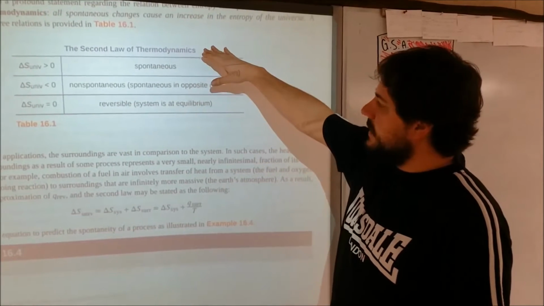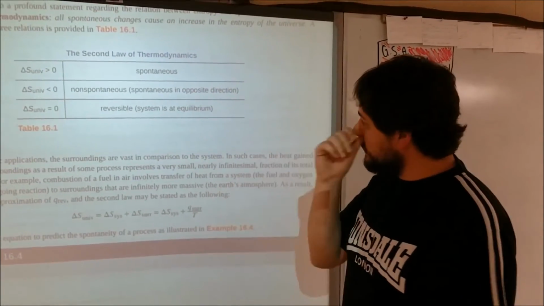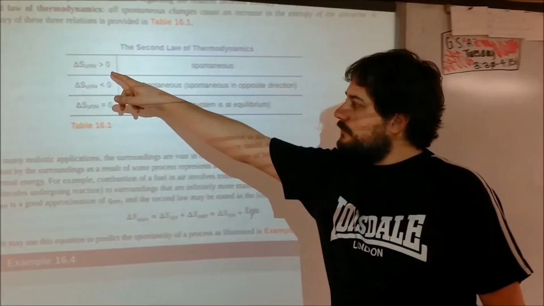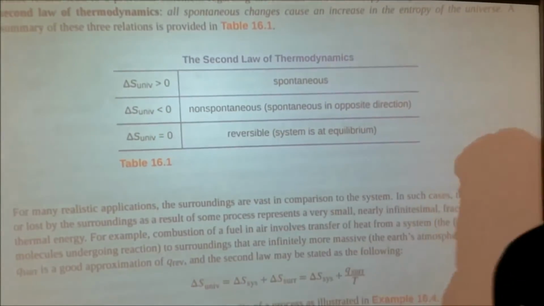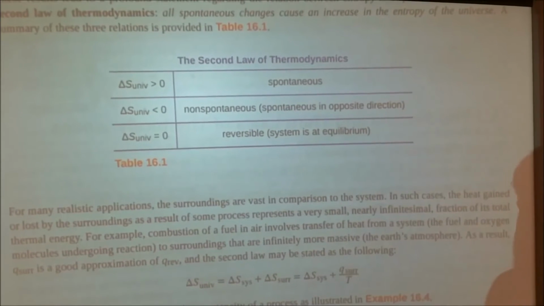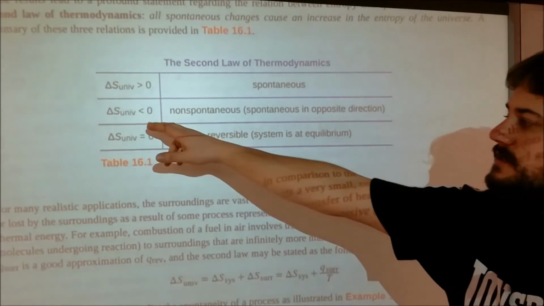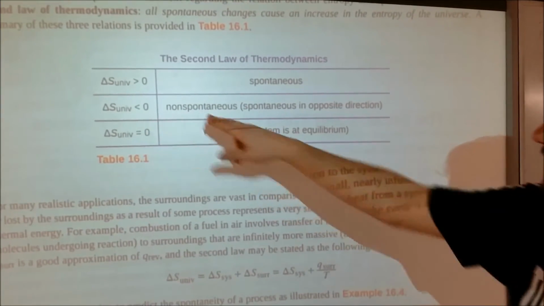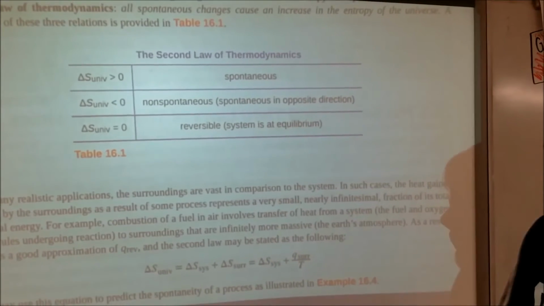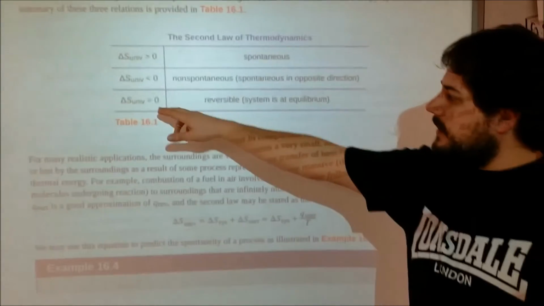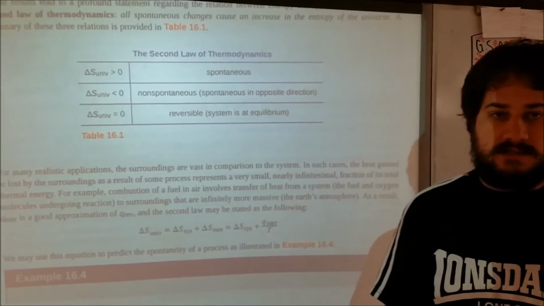And the second law of thermodynamics essentially is spelled out in this beautiful chart. And what it says is that if, for any given reaction, the delta S, or the entropy of the universe, is greater than 0, that reaction is going to happen spontaneously. If the delta S is less than 0, it's going to be a non-spontaneous reaction, or it'll go backwards. And then if delta S is equal to 0, it is reversible. The system is at equilibrium.